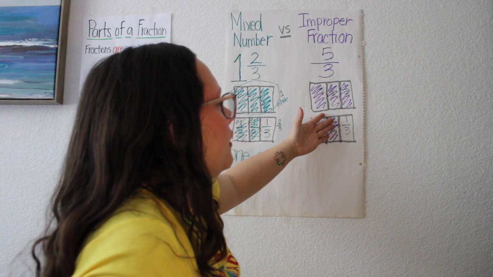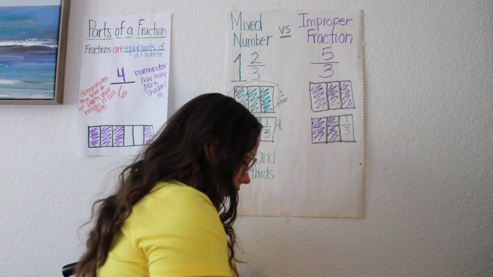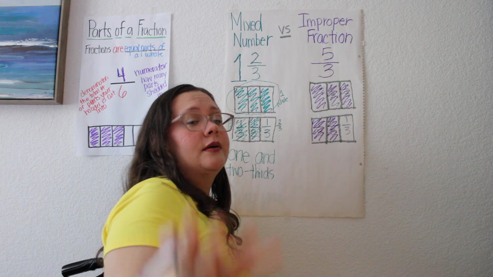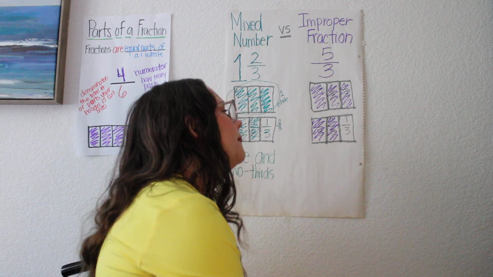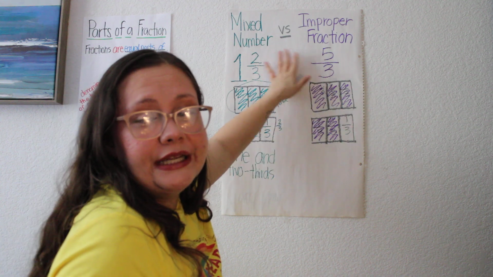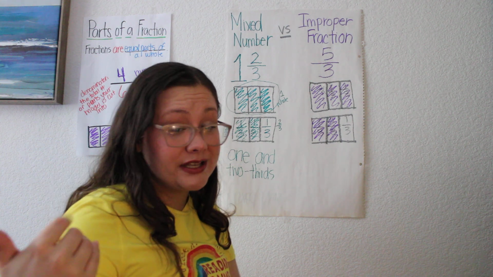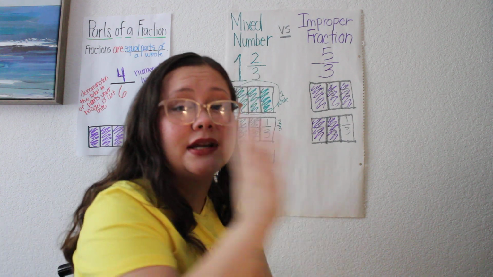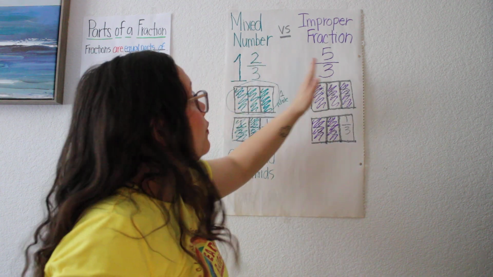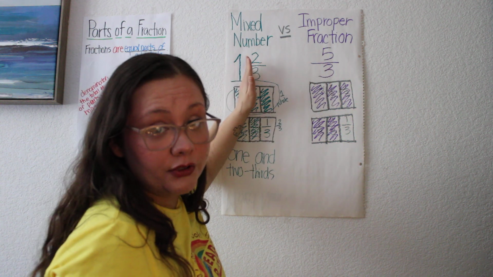Now what we're dealing with here is something special. We got more than a whole. Improper fractions and mixed numbers both represent more than a whole. Okay? Do you see right here how they're the same? They're just written in different ways. Kind of like when we're doing fractions and decimals. Fractions can be written as decimals. Decimals can be written as fractions. In this world, mixed numbers can be written as improper fractions, and improper fractions can be written as mixed numbers.